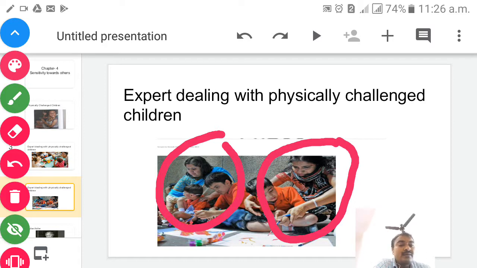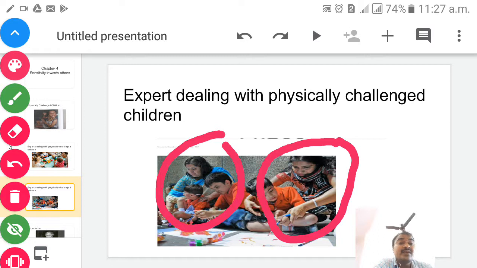So when you interact with them, what are the things you will get from them? You will understand them better, isn't it? You can interact with them, you can share all your happiness, your food, everything. In this way, they will be comfortable with you all. Who will be comfortable, children?